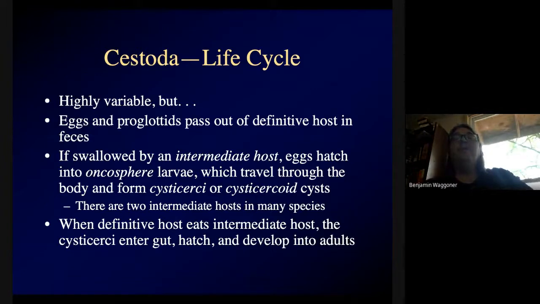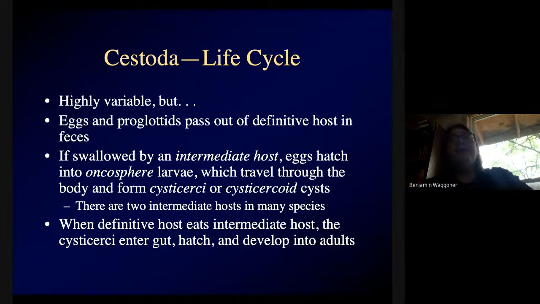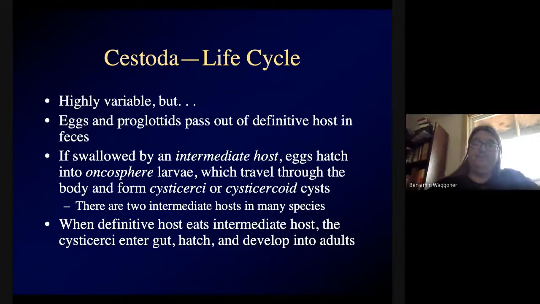And these larvae will pass through the body, and they may form a cyst called a cysticercus or a cysticercoid. Don't worry about the difference between them. When the definitive host eats the intermediate host, the cysticerci enter the gut, they hatch, and they develop into adults.